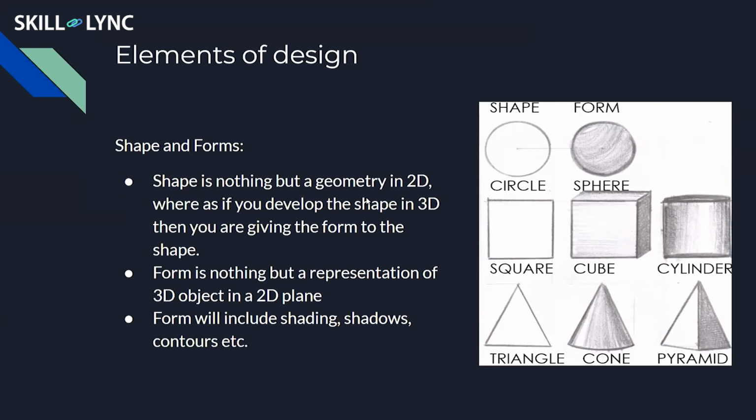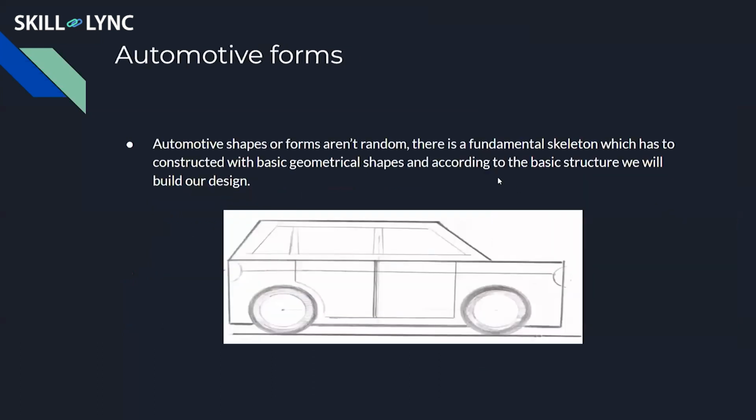Got it? So form will include, the important thing, your shading, your shadows, your contours, your surface finish, all those things come into the picture. So that is one of the biggest elements in your design, and you have to understand how to create this. Next, that is the form that we discussed in the case of sketching.